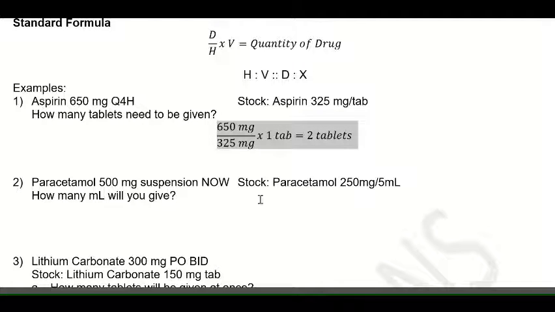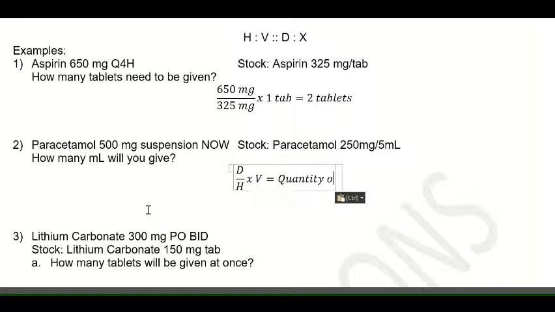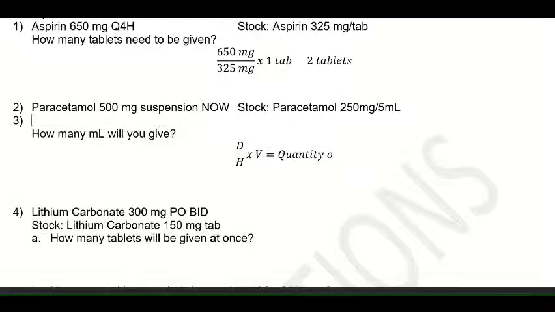Now, let's have the second example. I'll still be copying the formula. It says paracetamol, 500 milligrams, suspension. Now, the stock is paracetamol, 250 milligrams per 5 ml. I hope that you know what paracetamol is for. To add up on our knowledge, it's an antipyretic. Let's use the term antipyretic rather than saying it's just for fever.